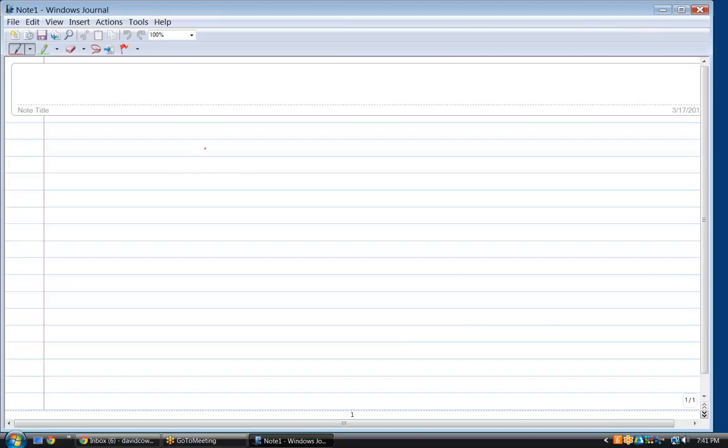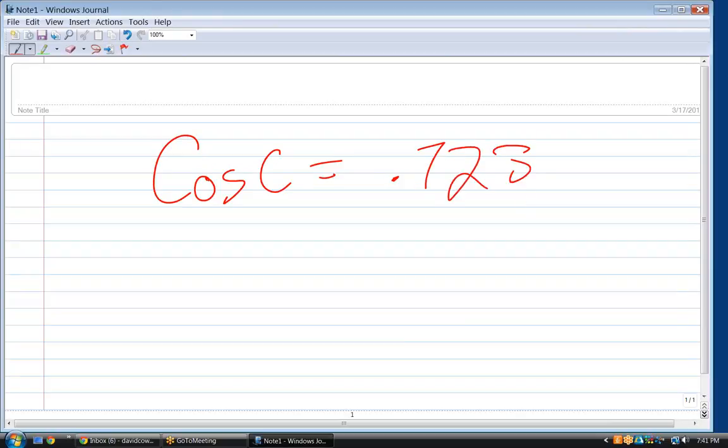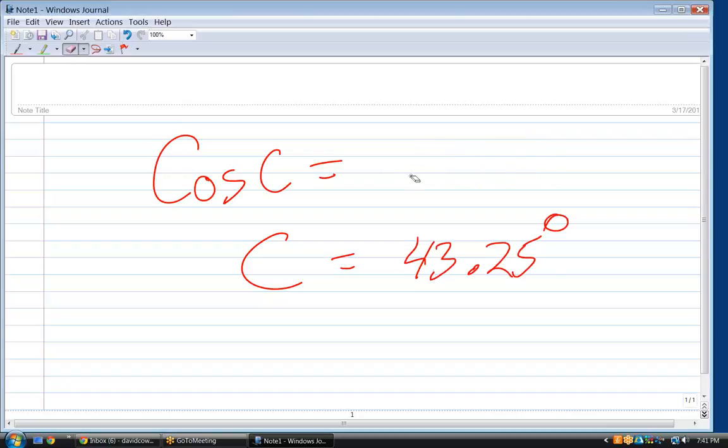Alright, so we have cosine of C equals 0.728. So C is equal to the inverse cosine of that? Yeah, and that is 43.25 degrees. Now, what if we would have gotten this as cosine of C? What would we have done? Would that work? No, that means that it's an impossible triangle.